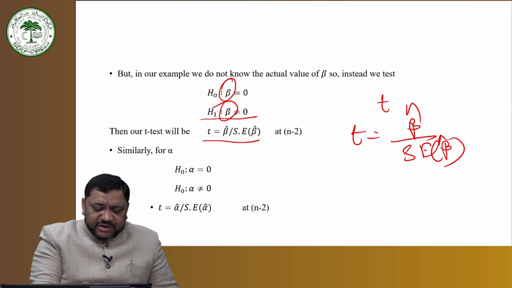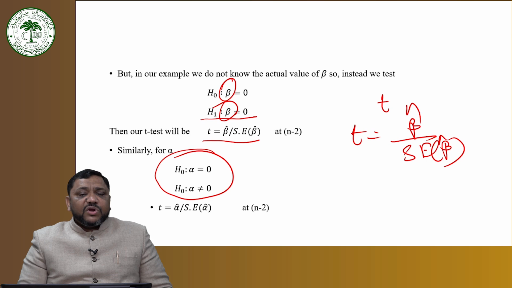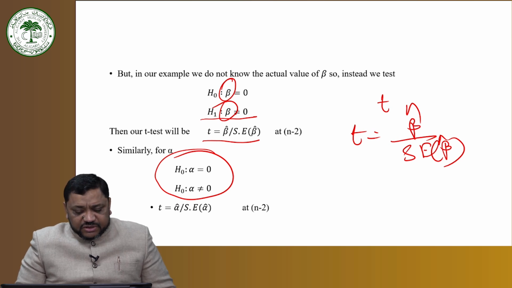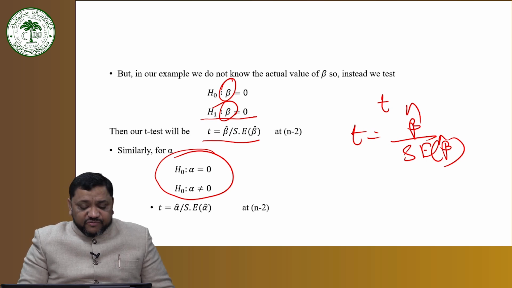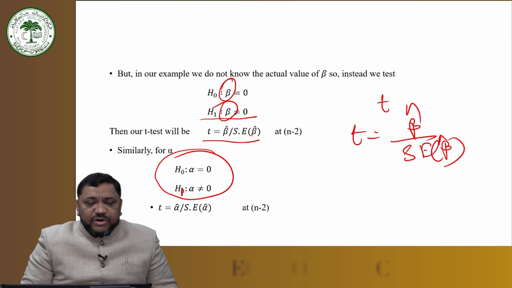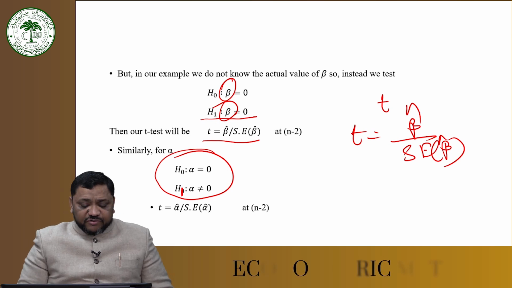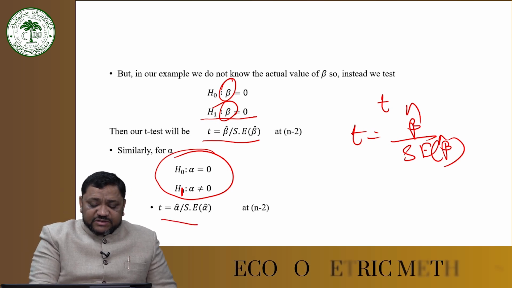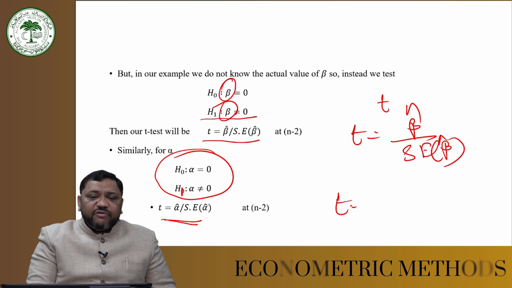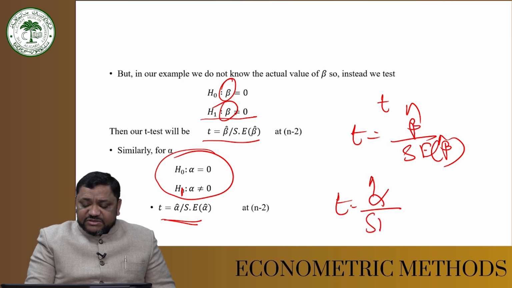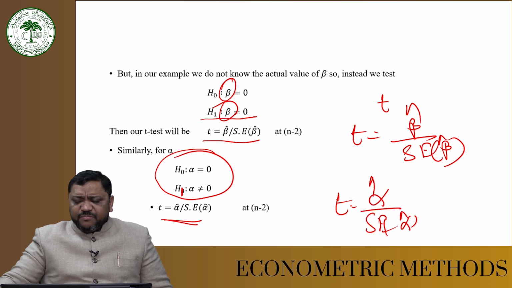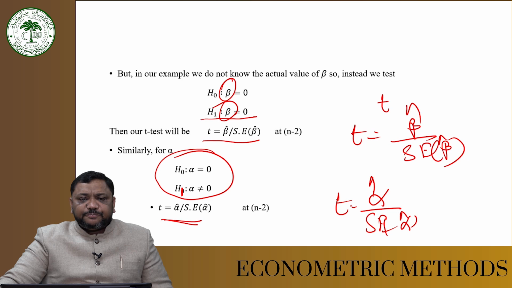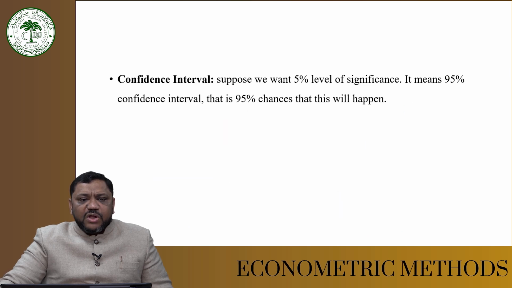The same can be done for the intercept. So the null hypothesis is alpha is equal to 0, and the alternate hypothesis H1 is alpha is not equal to 0. Here t is equal to alpha hat divided by the standard error of alpha hat, based on the same reasoning.